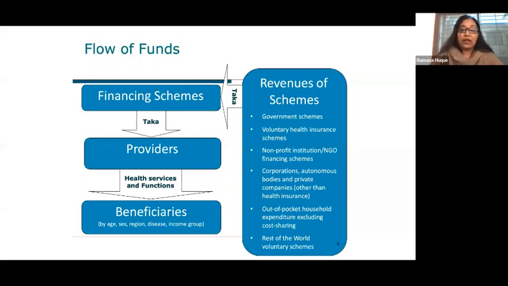So all these financing sources then go to the providers. Ultimately, we pay the providers for providing the care. And then from the providers, the funds flow, or the benefits, health services and functions go to the beneficiaries. So National Health Accounts tries to track all of this: the revenues of schemes, how these funds are coming in, and how they are channeling towards different providers and beneficiaries.